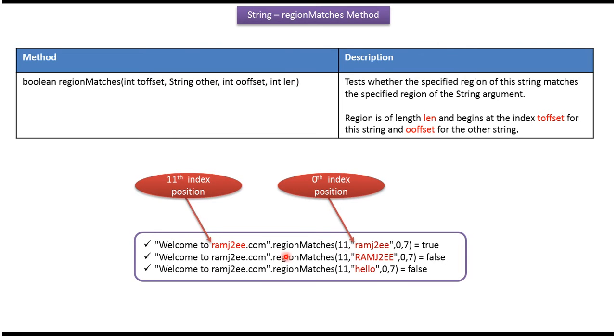11 is the offset, which is this position, and this is the other string. 0 is the offset of the other string, which is this position. 7 is the number of characters to compare.